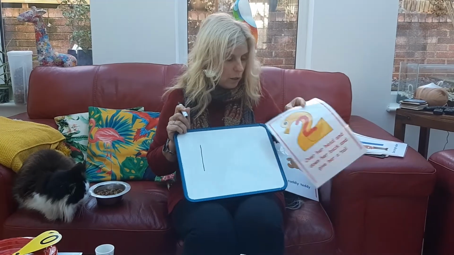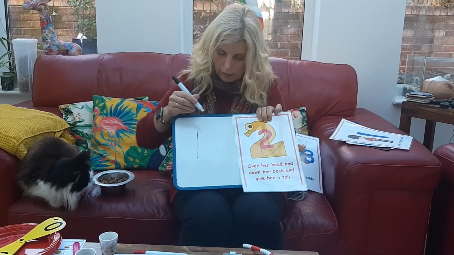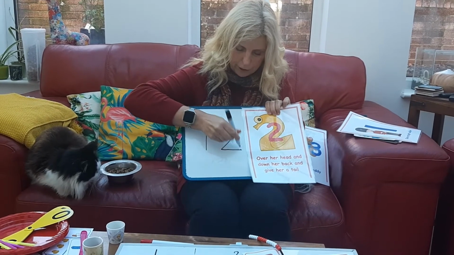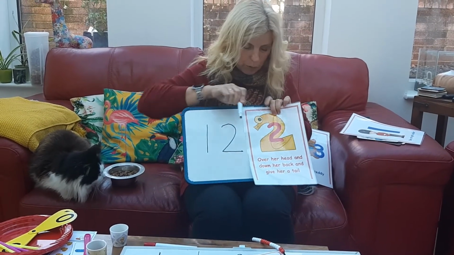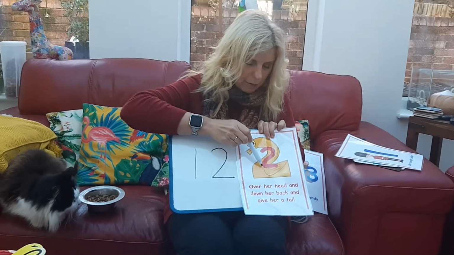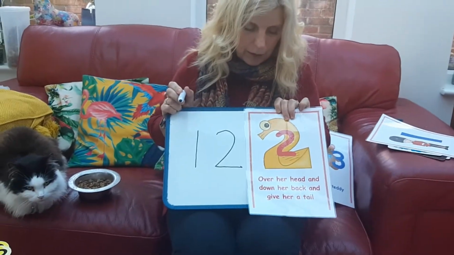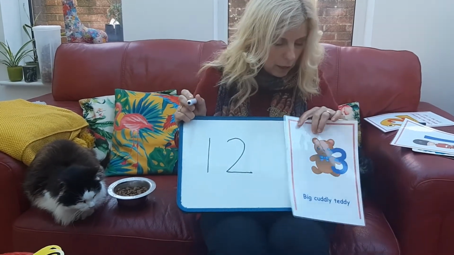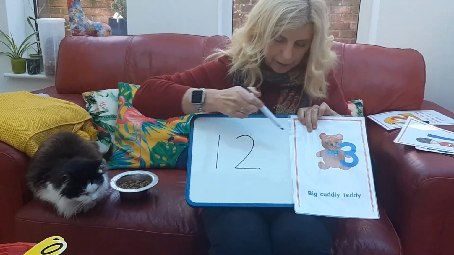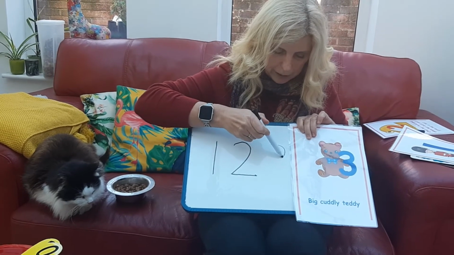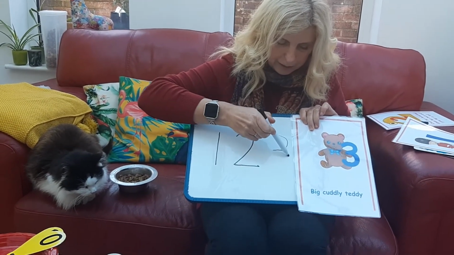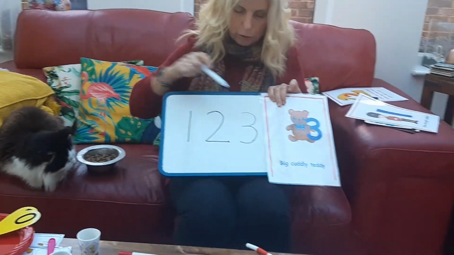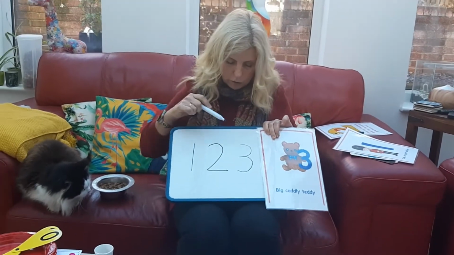And 2 looks like the duck. Over her head, down her back, give her a tail. Number 2, I've got a nice little point there. Over her head, down her back, give her a tail. And that's what the numeral 2 looks like. And finally, the numeral 3. It's round like that. The big cuddly teddy. I come along the same line again. The numeral 3. 1, 2, 3. There we are. 1, 2, 3.